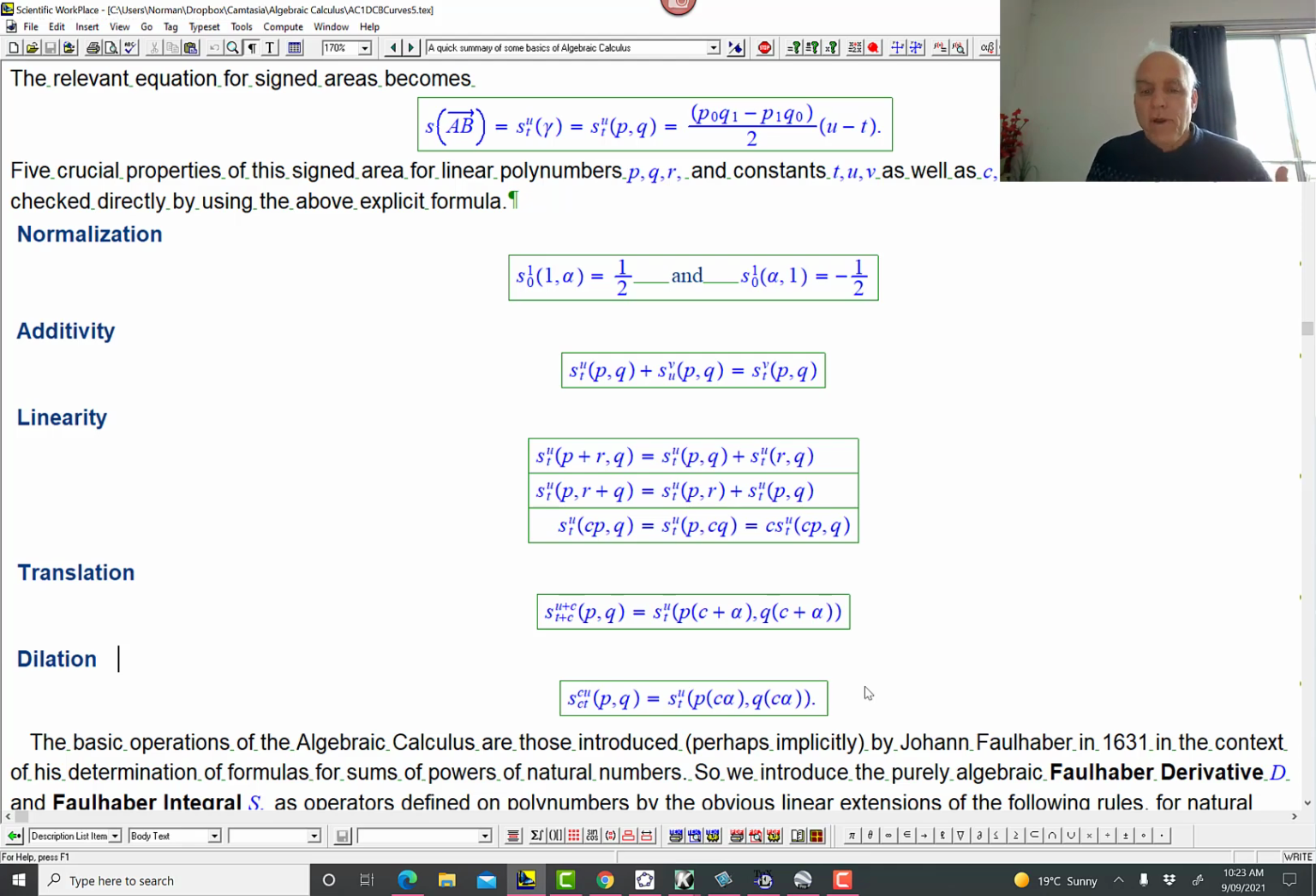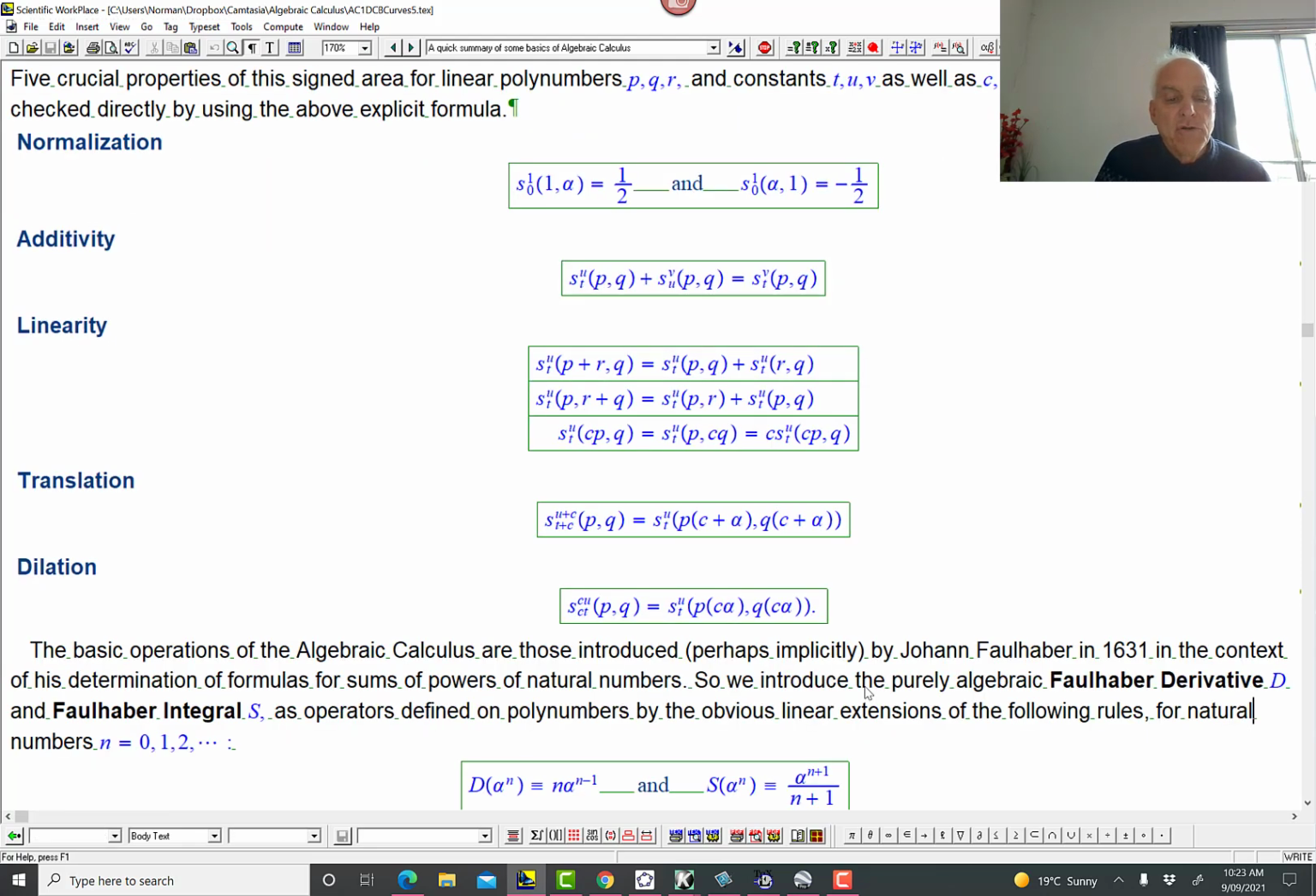How do we extend this story from these linear polynumbers to more general polygonally parameterized curves, or DCB curves? Well, we have to introduce 2 important operators, which, from my point of view, really properly should be attributed, I think, to Johann Faulhaber, a prodigious calculator from Ulm in Germany, who in 1631 introduced these concepts, perhaps a little bit implicitly, in his determination of formulas for sums of powers of natural numbers. This is all explained in the algebraic calculus course at some length, and it's very interesting what Faulhaber did.